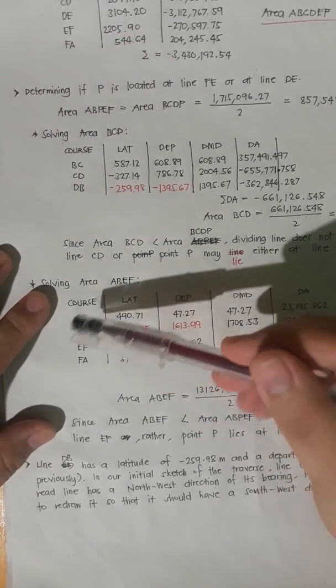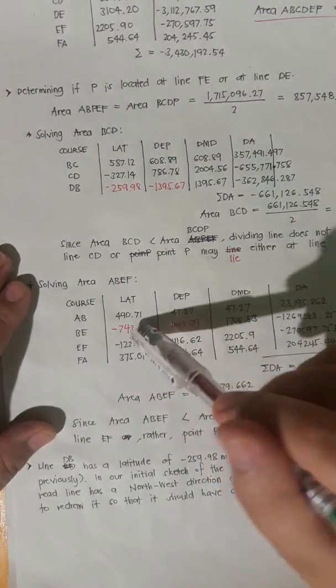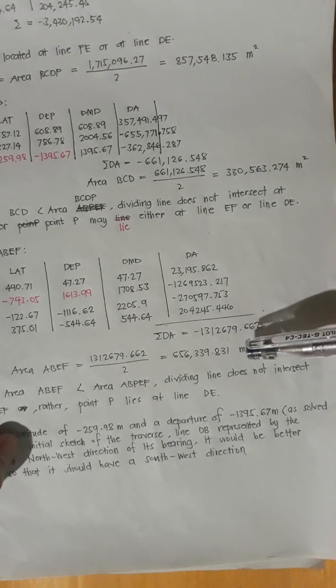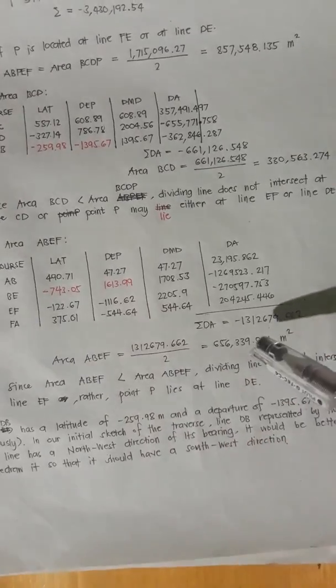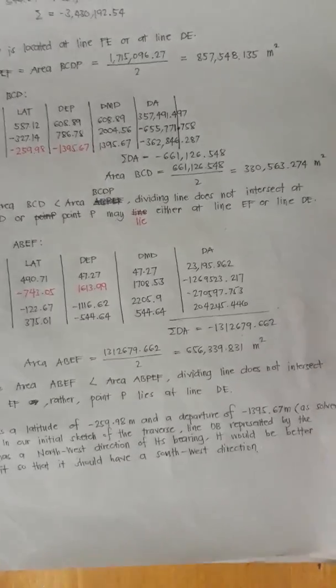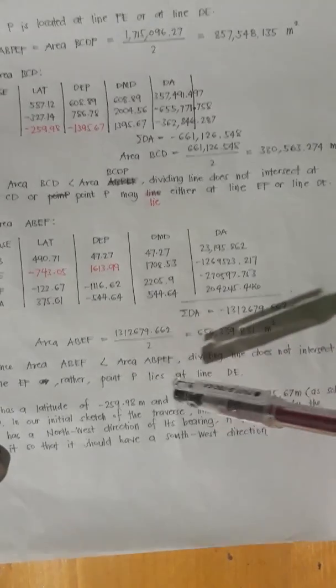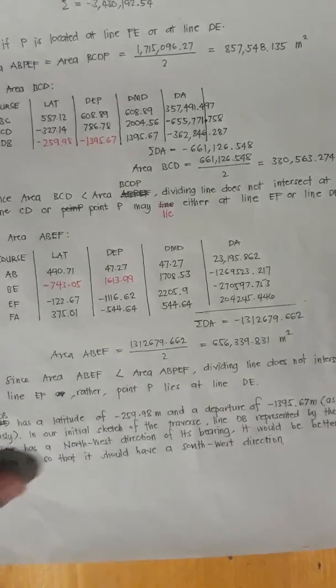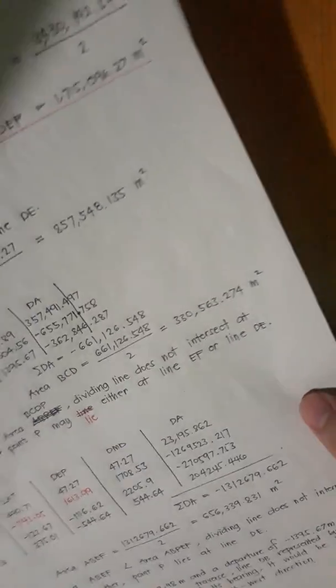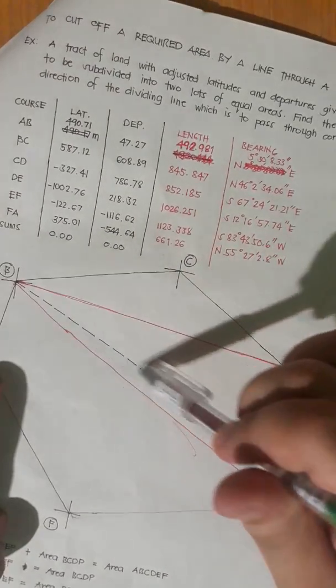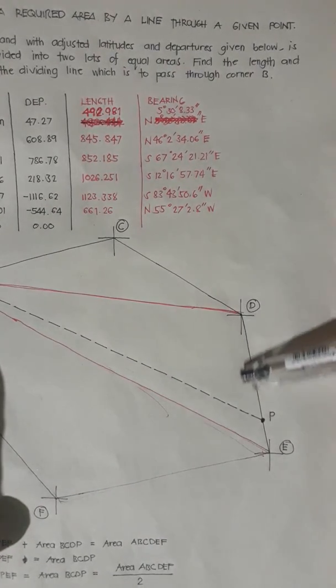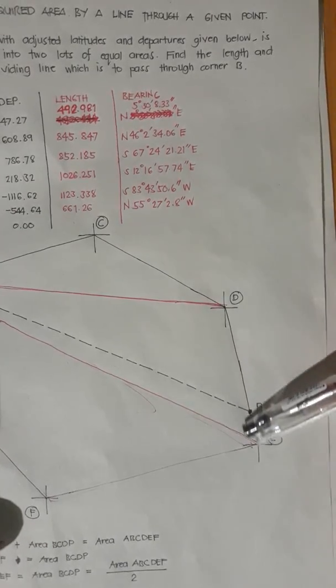So we know how to get the area of ABEF. We'll have courses AB, BE, EF, and FA. We don't have yet the latitude and departure for BE, so we could solve for that. Then we could use the DMD to get the area ABEF, which is 656,339.831 square meters. Since area ABEF is less than half of the area of the whole tract, it is correct that point P actually lies at line DE. So our dividing line BP intersects this line DE, or point P lies at line DE.